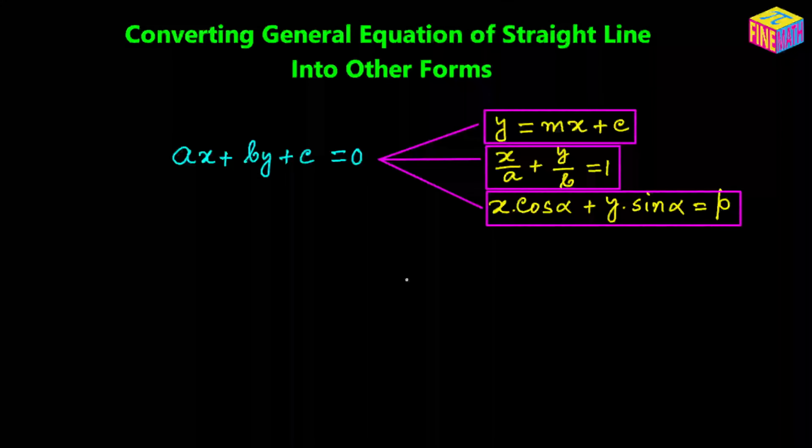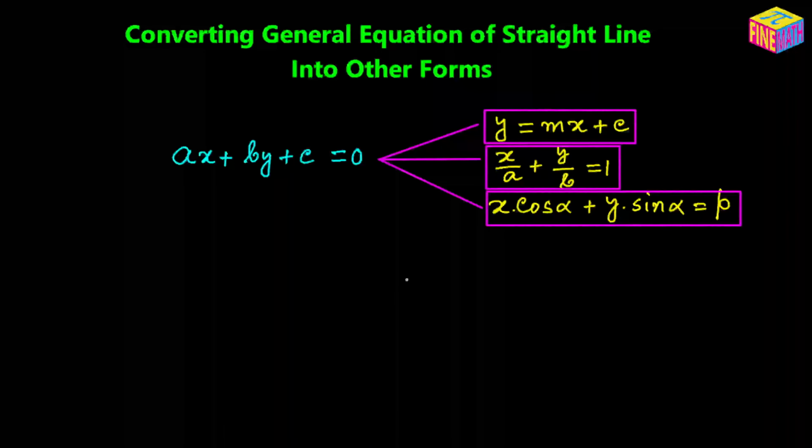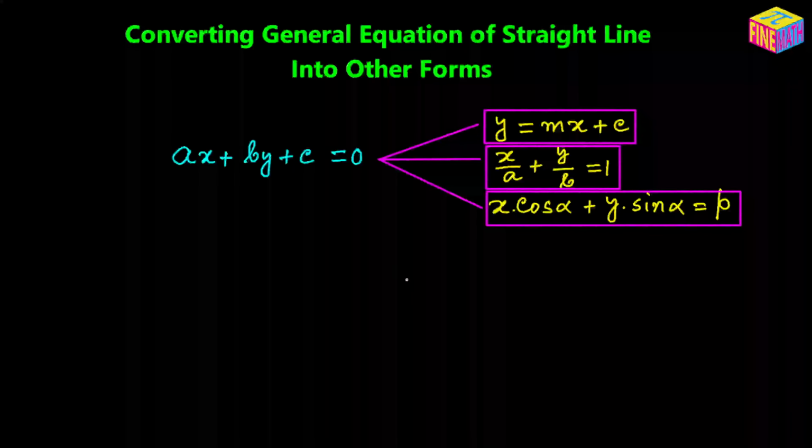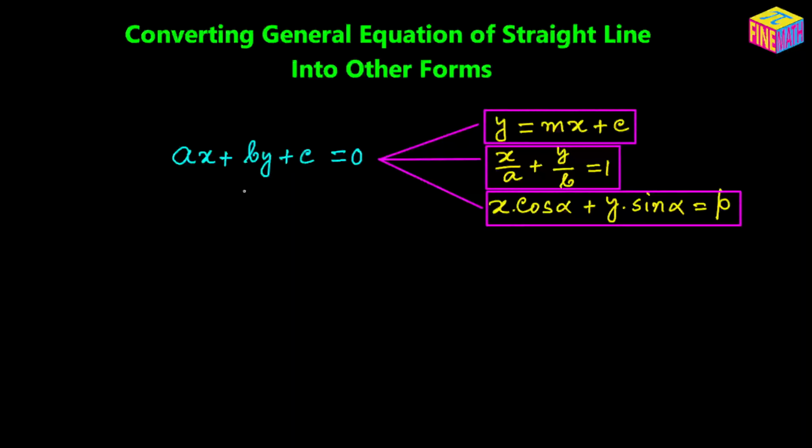Hi everyone. In this video, we are going to see how to convert the general form of the equation of a straight line into three other forms. The general equation of a straight line is denoted as ax + by + c = 0, which I have here on the left hand side, and then we are going to try and convert it into these three other forms.